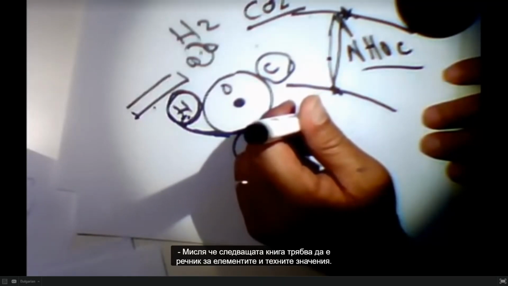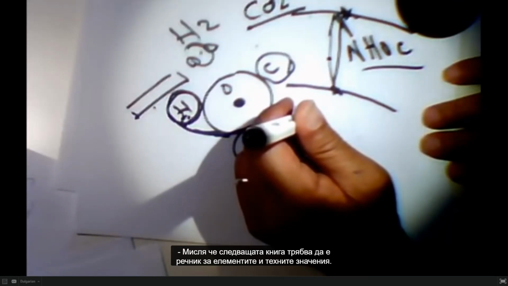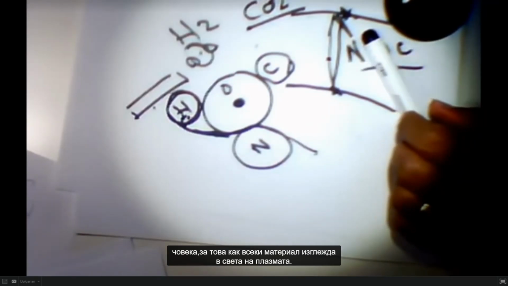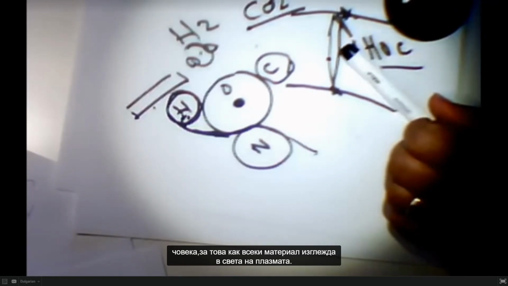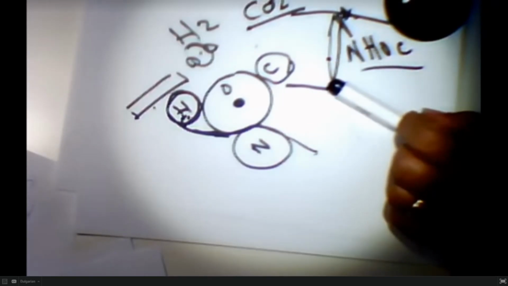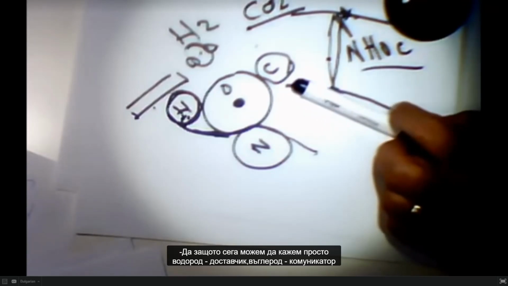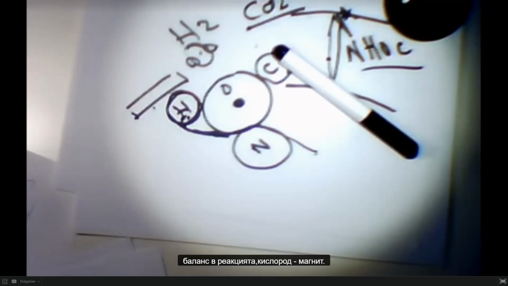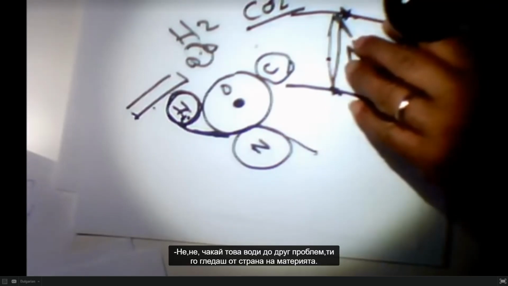I think the next book is supposed to be a dictionary, sir, about the elements and their meaning. No, it should just be a picture book, a page about the colors in the eye of the man, about how each material looks in the world of plasma. Yeah, because we are then able to say hydrogen supplier, carbon communicator, balance in reaction, but don't forget oxygen is the magnet. No. Wait.